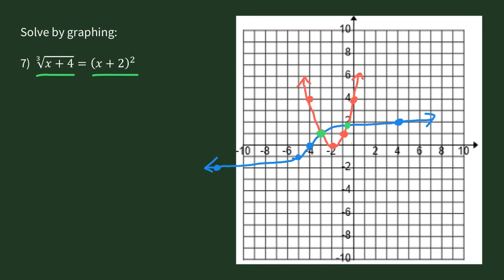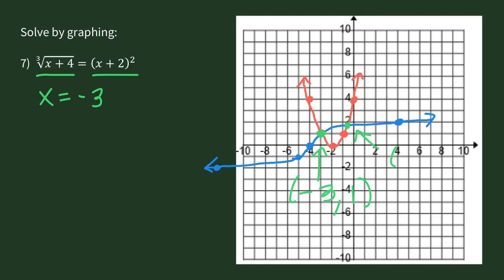We just want the x value of the coordinate. So this coordinate is -3, 1. So x equals -3. We don't want the whole coordinate. The 1 is the y value. We're not solving for y. We're solving for x. We want to know what x is. So -3. And this other one, I'm going to have to estimate.